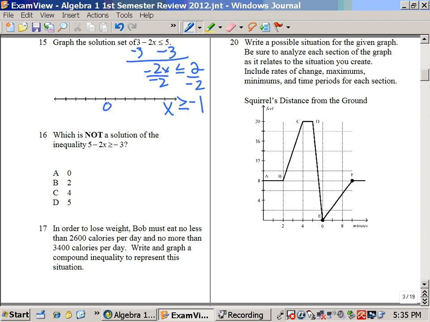So if I make 0 this and -1 here, and this would be -2, 1, 2, 3, I'm going to have a filled-in circle. Remember, if there's a line underneath it, it's a filled-in circle, and the numbers greater than -1 are all to the right. Great job.